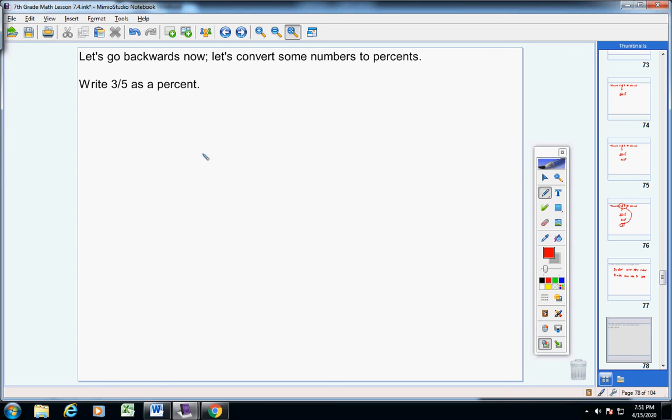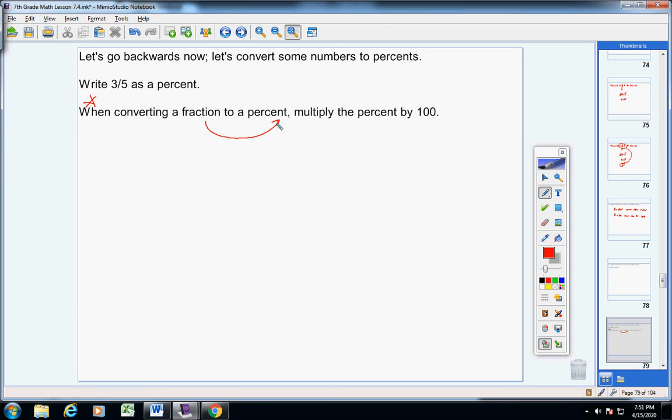All right? Now, I want you to write 3/5 as a percent, okay? So write this down. You're converting a fraction to a percent. You multiply the percent by 100, okay? And that's wrong. I apologize. Please fix that in your notes, okay? You multiply the fraction by 100. It's that easy, guys. It's not difficult at all. So if I give you a fraction, which I have, and I tell you to change it to a percent, which I have, multiply the fraction by 100.